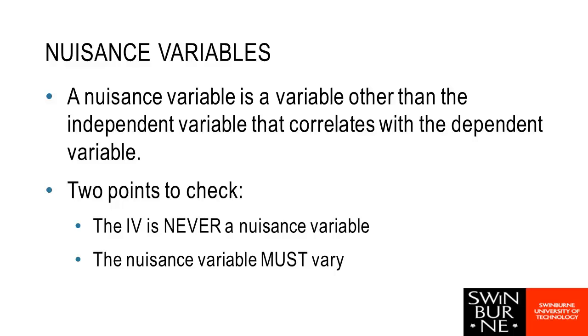Two things for us to remember. One is that the independent variable itself is never a nuisance variable because it's the one that we're interested in. The other one that we should always check for when we're trying to decide whether something is a nuisance variable is whether or not it varies. In order to be a nuisance variable, it actually has to be something which has multiple categories or different possible values. So it's actually got to be a variable.